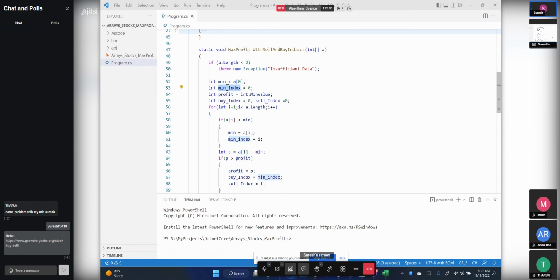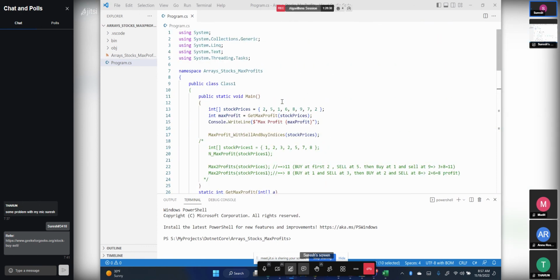So we took just two more variables, buy index and sell index. We already have minimum index, right?